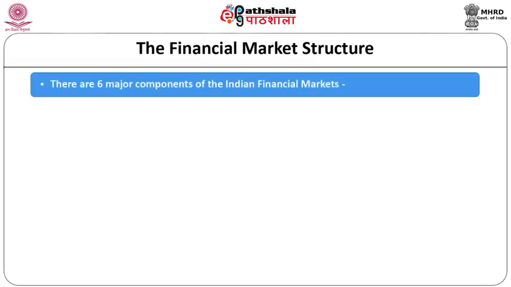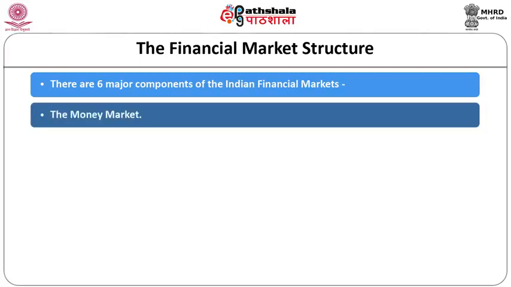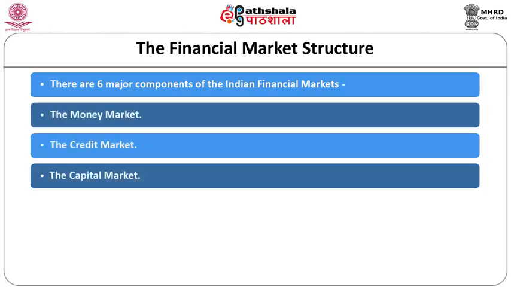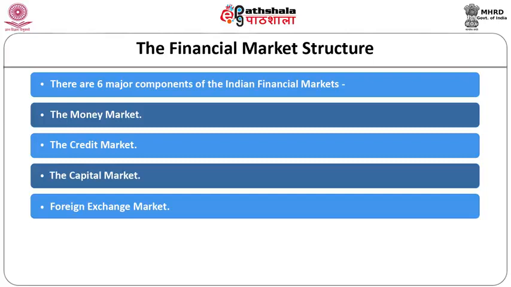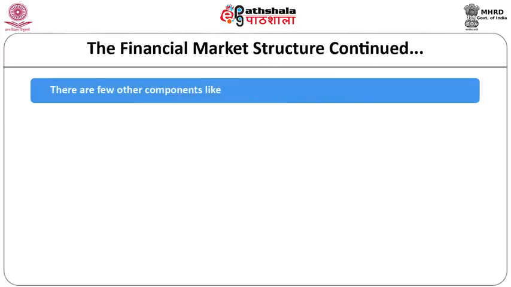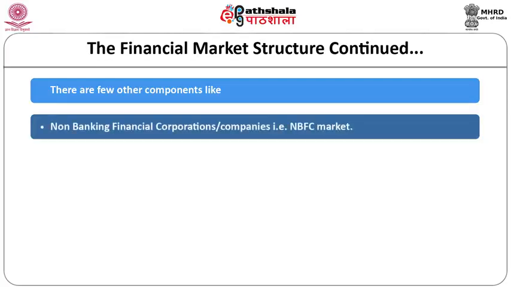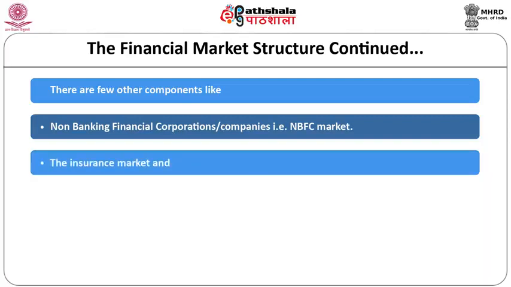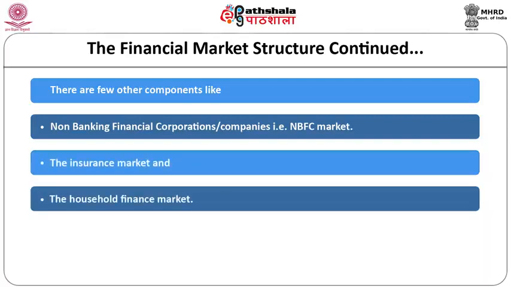Financial market structure. There are six major components of the Indian financial market, which are: number one, money market, credit market, capital market, foreign exchange market, debt market, and the derivatives market. There are a few other components like non-banking financial companies, that is the NBFC market, the insurance market, and the household financial market.